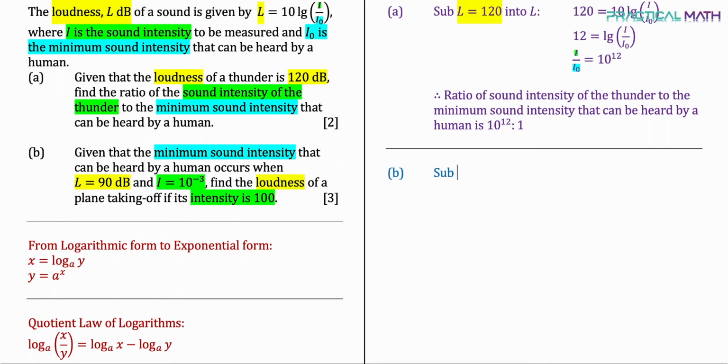So in this case, we're going to sub L to be equal to 90 and I to be equal to 10 to the power negative 3 into the original L equation. So L to be 90 from the question and I to be 10 to the power negative 3 from the question as well. So replace it into this original equation that we have. So 90 equals 10 lg, I is 10 to the power negative 3, divided by I naught.